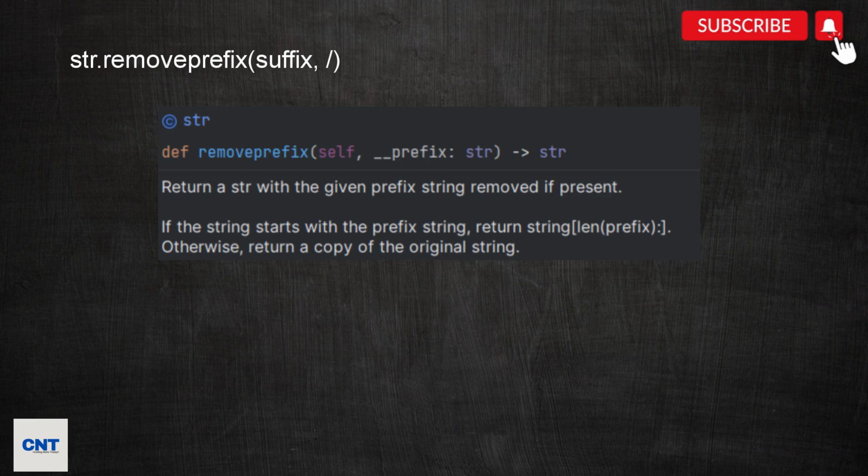Now let's move to our next method, that is removeprefix. The removeprefix method removes the prefix and returns the rest of the string. If the prefix string is not found, then it returns the original string. It was introduced in Python 3.9.0.